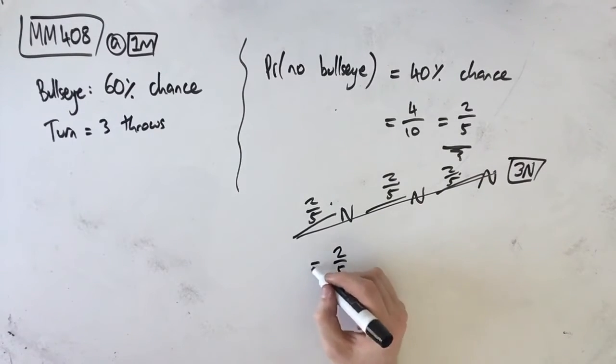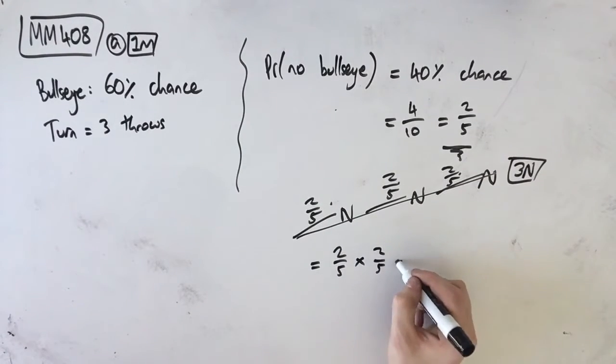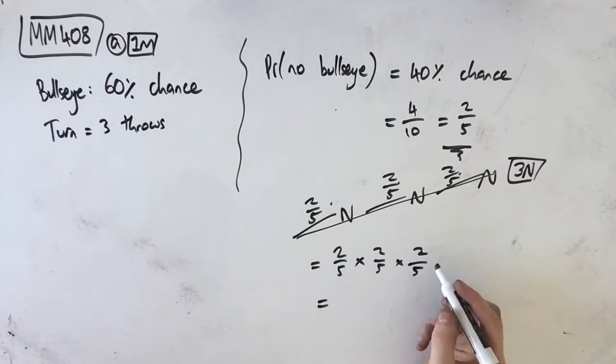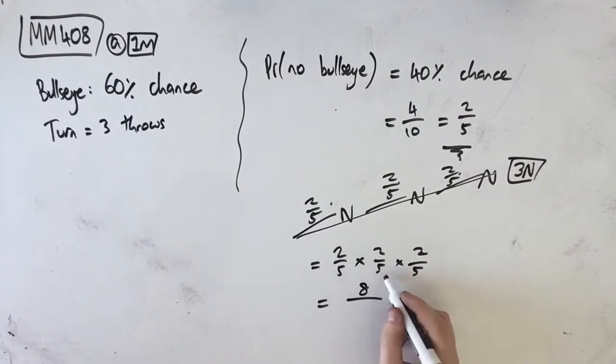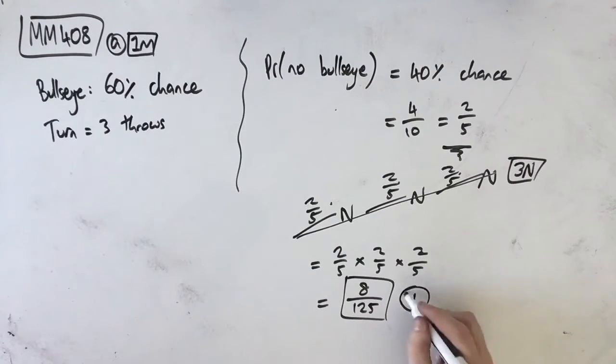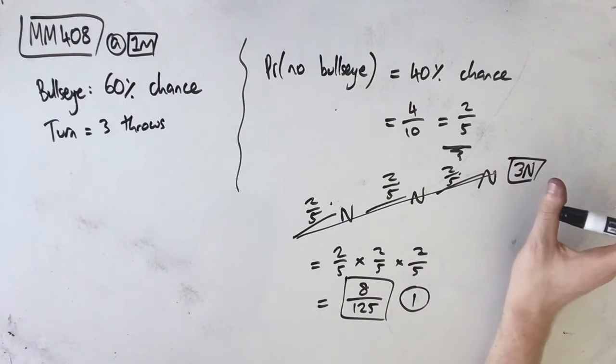So that equals 2 times 2 times 2, which is 8, over 5 times 5 times 5, which is 125. 8 on 125 is our first and only mark for part A. Guys, that's it for that. Let's move on to part B.